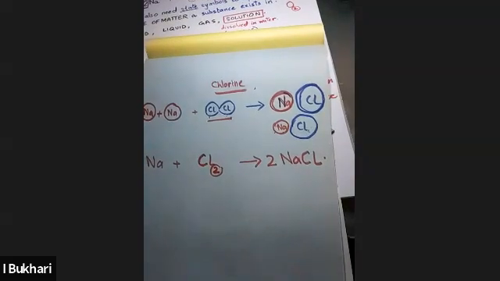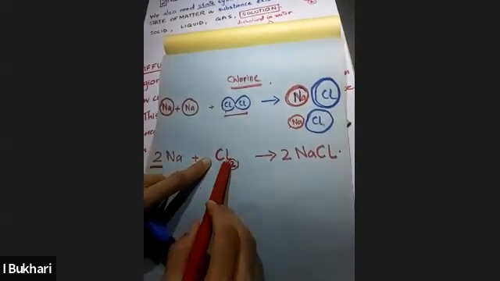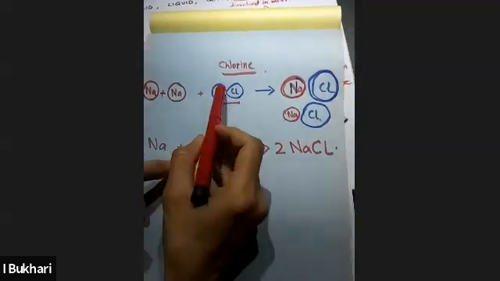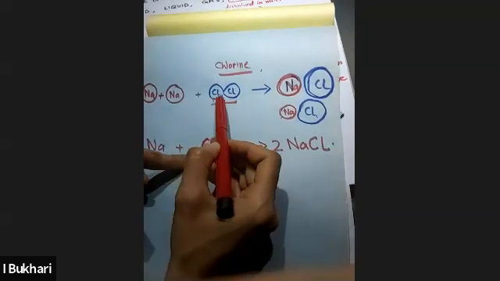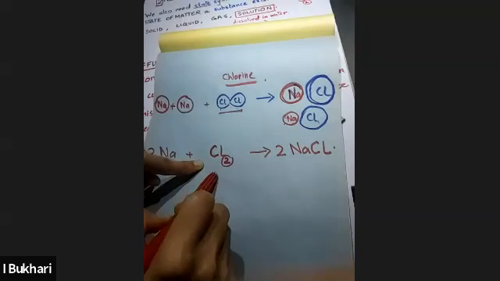You say they always come on their own? Yes, they never exist as single atoms. They always exist hand in hand. Chlorine is a diatomic molecule.